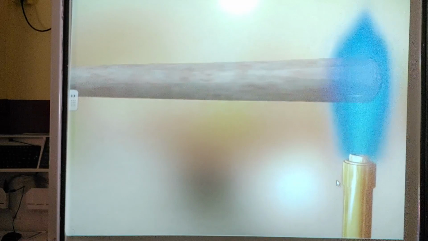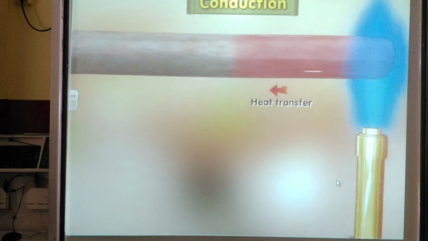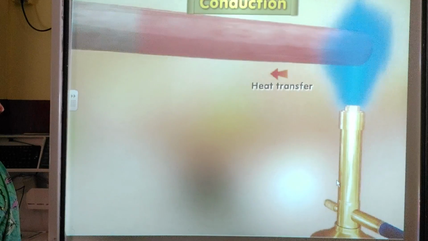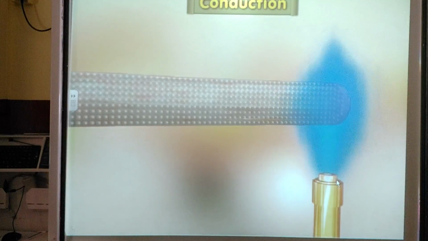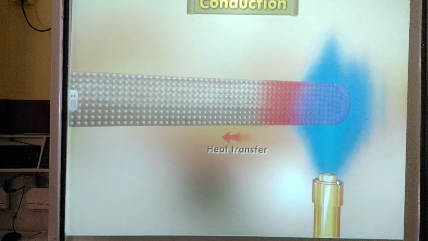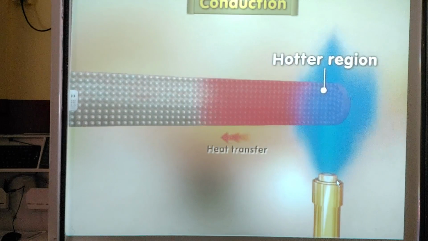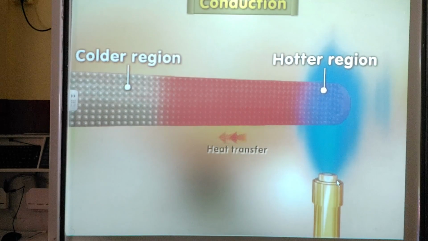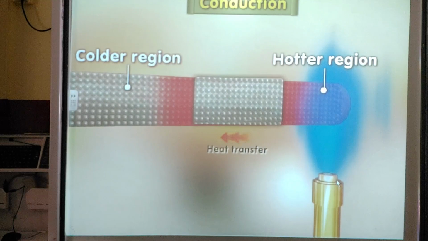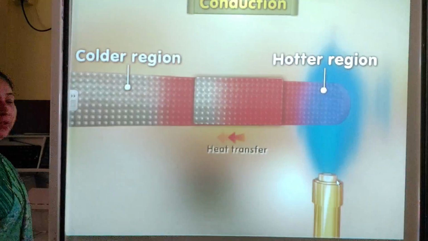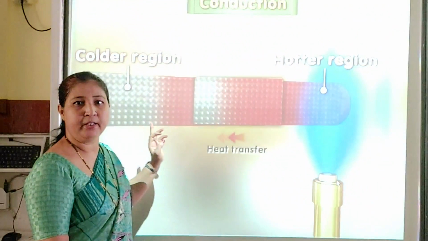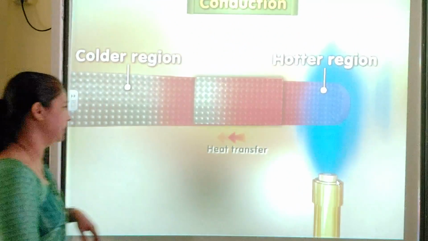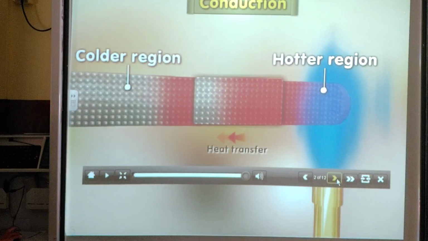You know that conduction is the flow of heat through a solid without the actual movement of the solid. Heat energy gets transferred from a hotter region to a colder region in the solid due to vibration of its particles. Why does it move from the hotter region to the colder region? Because of the vibration, meaning movement.